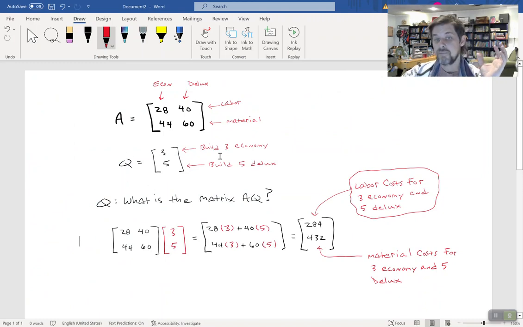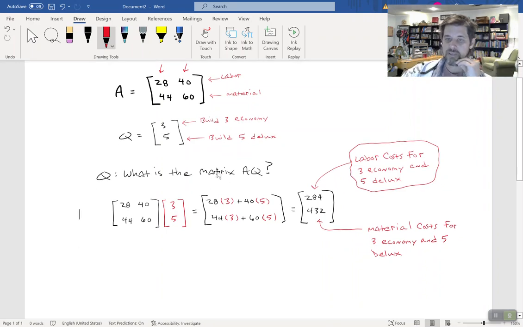Matrix Q represents how many of each kind of house the contractor supposedly built. So it did say 3 economy and 5 deluxe. Now, I've got the numbers in there as far as they go in the matrices. The next question is, what is the matrix A times Q?